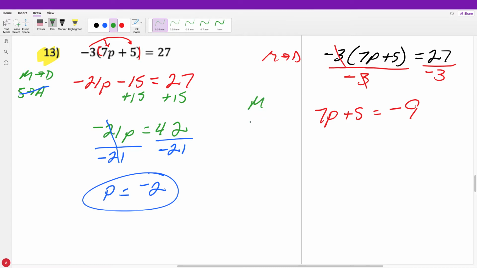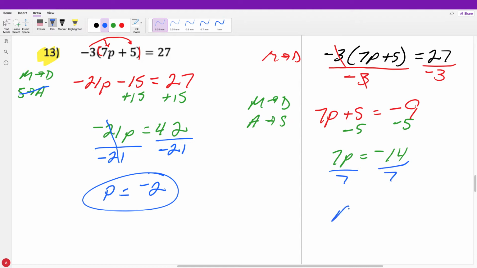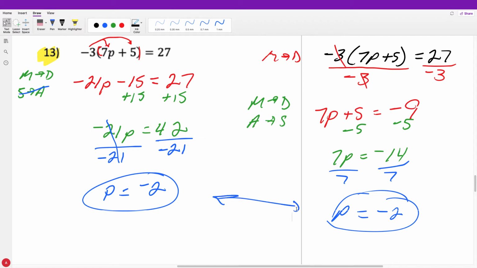Then we can go ahead and do the same thing. Well, I have multiplication and I have addition. I can get rid of addition through subtraction, multiplication through division. So I'm going to subtract 5, so 7p is then equal to negative 14. And then I'll divide each side by 7, and p is equal to negative 2. So it doesn't matter which way you do it, you still get the same answer both ways.